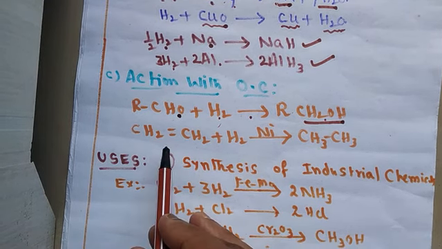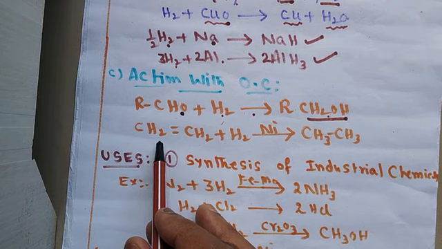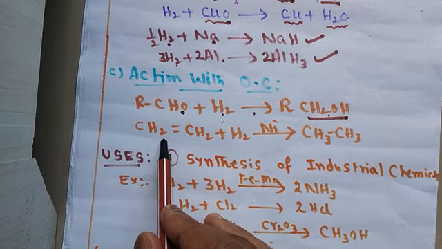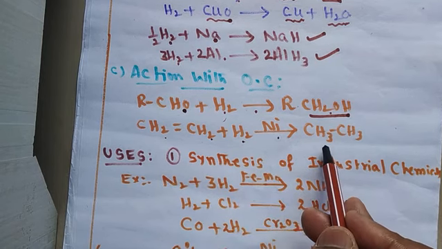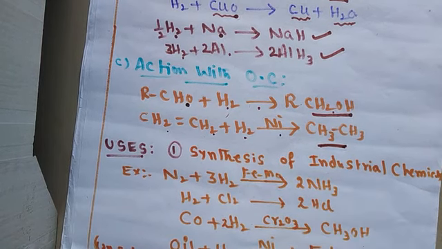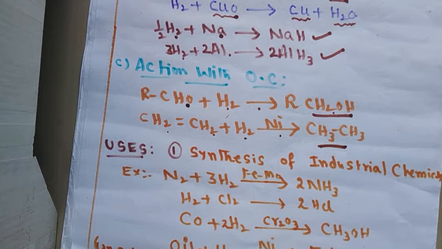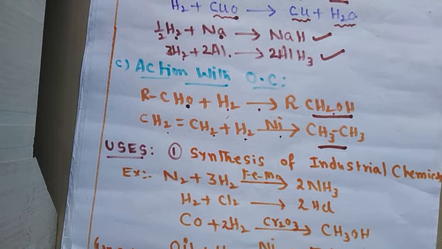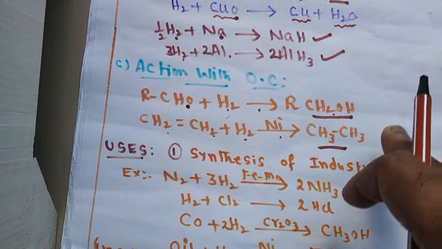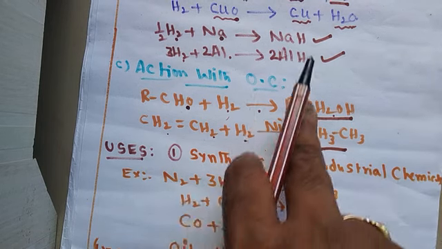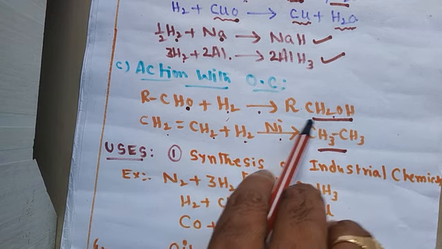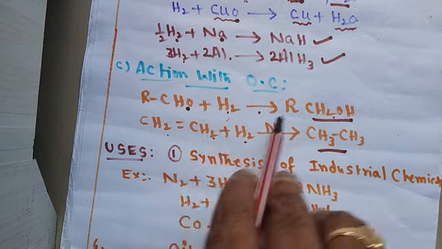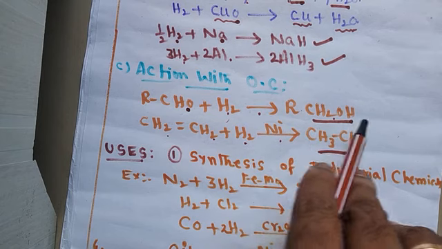And one more example, children: ethene. Ethene undergoes addition with hydrogen in the presence of a nickel catalyst, and ethane is formed. So hydrogen gas is used in the synthesis of many organic compounds also, children. That's why these are some of the examples of the action with organic compounds, where reduction takes place.